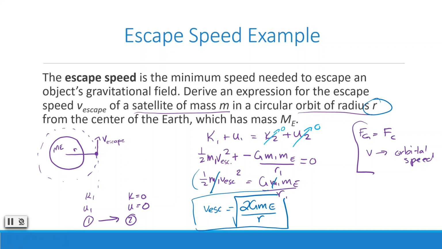Now, let's go back and take a look at the orbital speed and do that derivation again. You get G m1 mass of the Earth over r squared is equal to m v squared over r. That's going to be our m1 again, so the mass cancels out here, and one of the r's cancels out. So we get that the speed is the square root of G mass of the Earth over r. That's going to be our orbital speed. So this guy is the orbit.